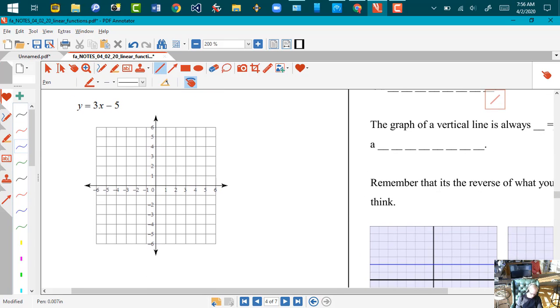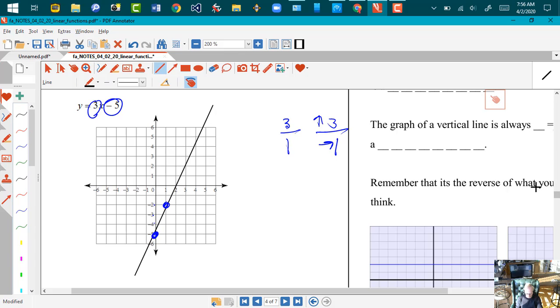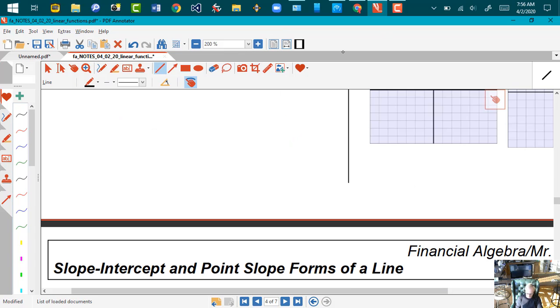Let's do another one. So this would be a slope of 3 and a y-intercept of -5. So I'm going to go to -5 on the y-axis. Okay, so a slope of 3 is 3 over 1, and that is up 3 and to the right 1. So I'm going to go 1, 2, 3, to the right 1. And then I'm going to connect the dots.